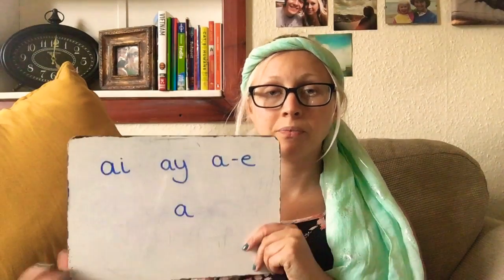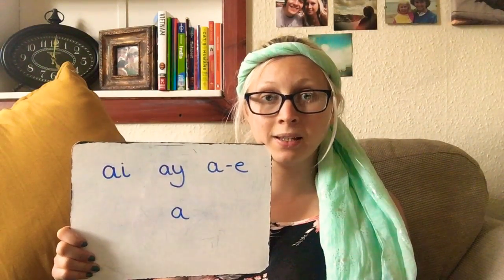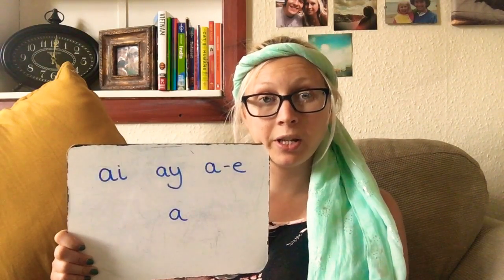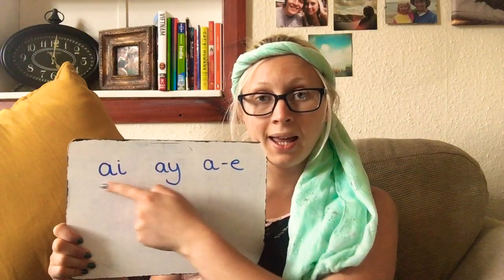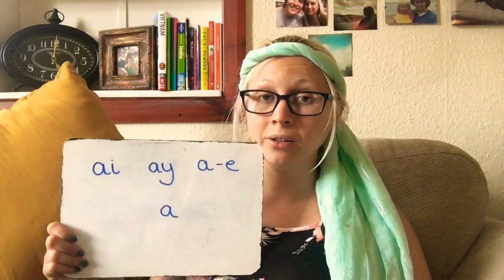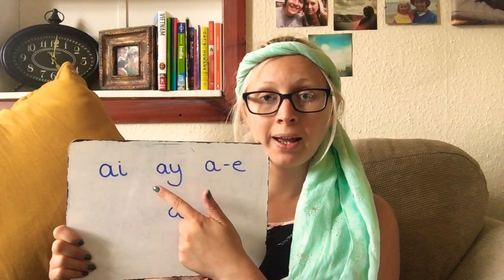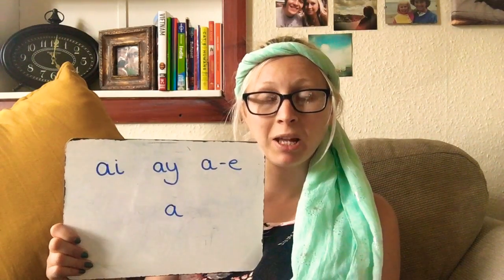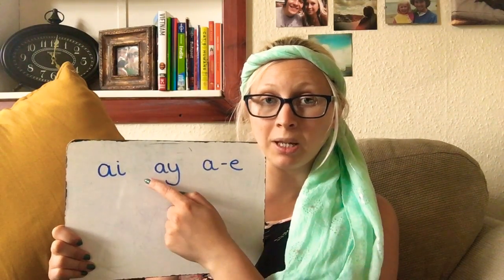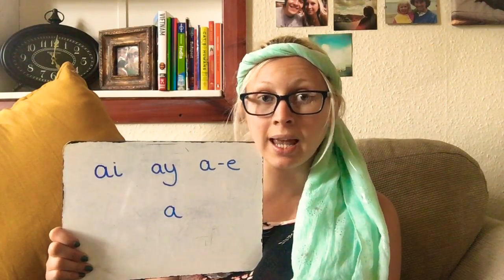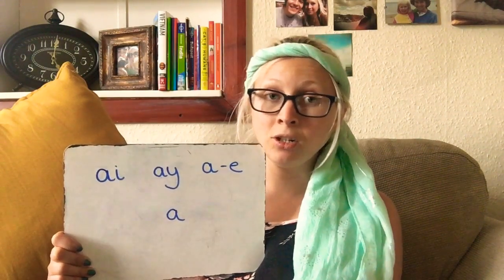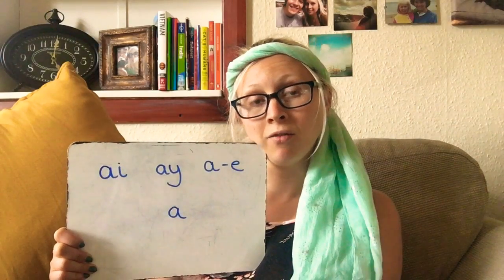Okay, so we have these 4 spellings. We have our digraph ai, which we learnt in phase 3, didn't we? Like in the word rain or the word snail. We also have the ay spelling, which is often at the end of words, isn't it? It comes at the end of our days of the week. Monday, Tuesday, Wednesday, Thursday, Friday.